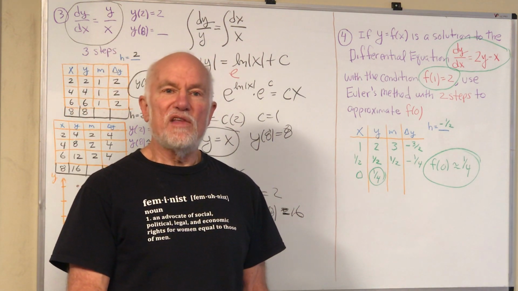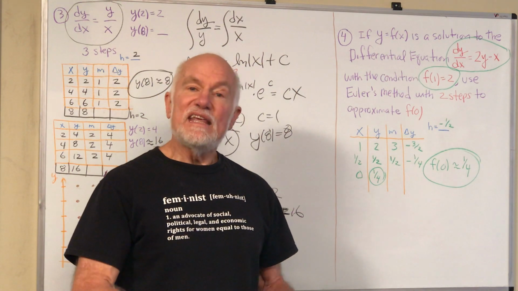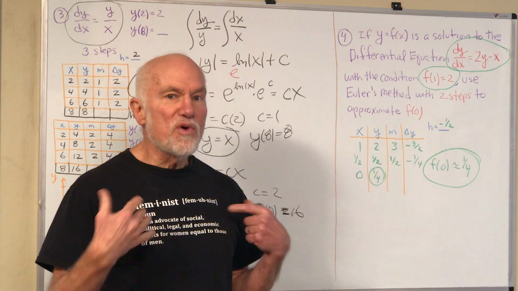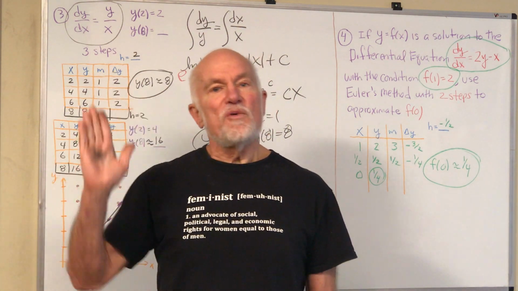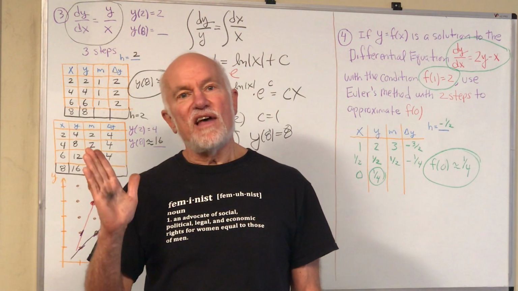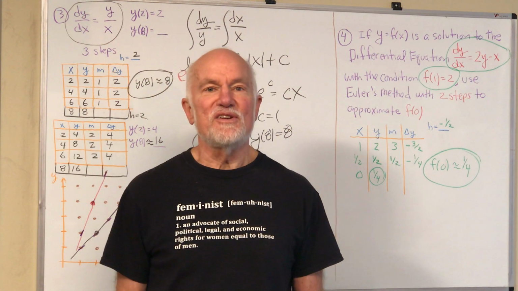So I think Euler's method isn't that hard. Euler was brilliant, but his method we can follow. It's just following tangent lines. And the more tangent lines you do, the better the approximation.